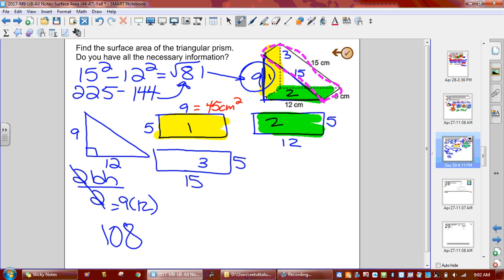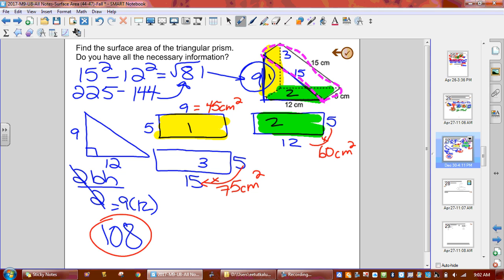Rectangle 3, I'm going to multiply 5 and 15, and I'm going to get 75 centimeters squared. Rectangle number 2, 12 times 5. We're going to multiply those, and we're going to get 60 centimeters squared. And the original 108 from the triangle, centimeters squared.